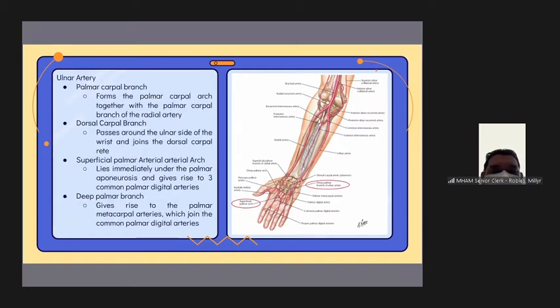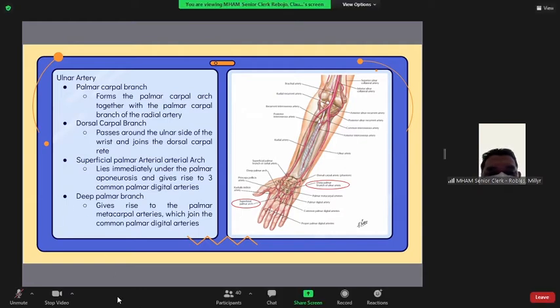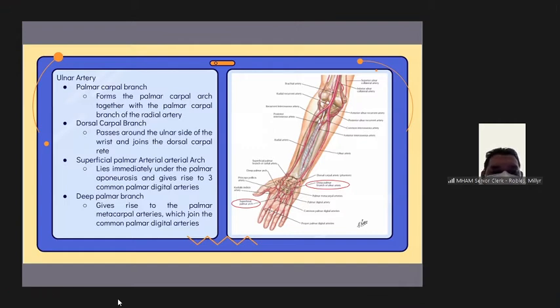The palmar carpal branch forms the palmar carpal arch together with the palmar carpal branch of the radial artery, and the dorsal carpal branch of the ulnar artery passes around the ulnar side of the wrist and joins the dorsal carpal arch. The superficial palmar arterial arch lies immediately under the palmar aponeurosis and gives rise to three common palmar digital arteries. And the deep palmar branch gives rise to the palmar metacarpal artery that joins the common palmar digital artery.